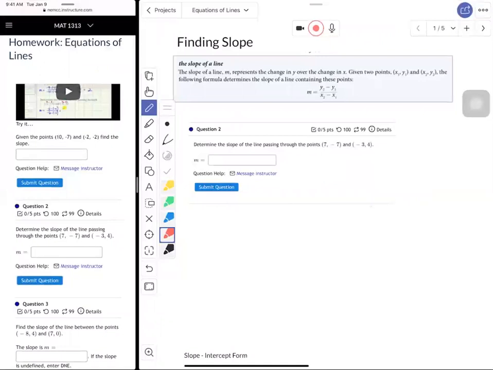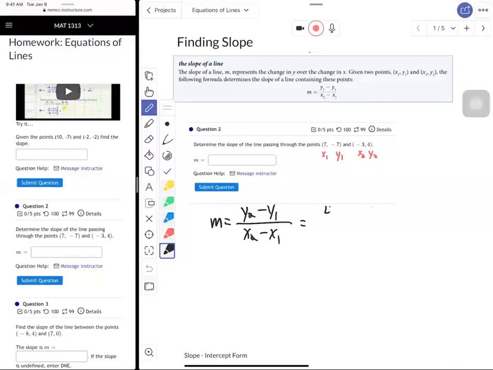All right, so I've given 2 points. It says determine the slope of the line passing through the points 7, -7, and -3, 4. So I'm going to label my points x1, y1, and x2, y2. Now I do that just so I don't lose track of what numbers I'm plugging in where, okay? And then our formula is m is equal to y sub 2 minus y sub 1 over x sub 2 minus x sub 1. So we plug those numbers straight into the formula.